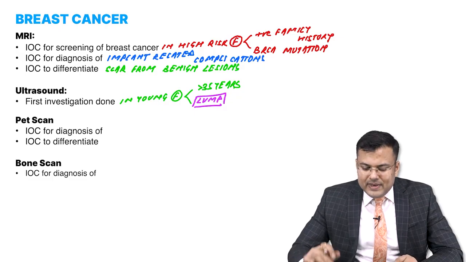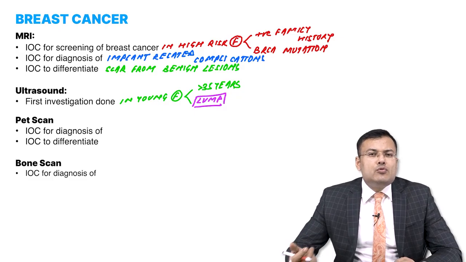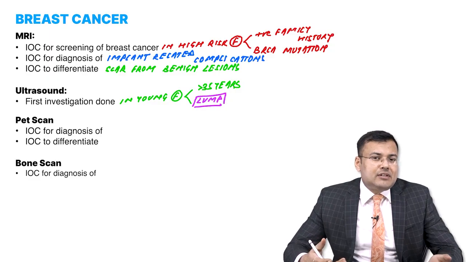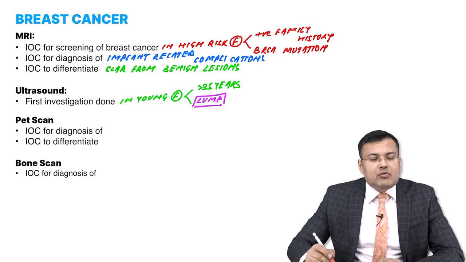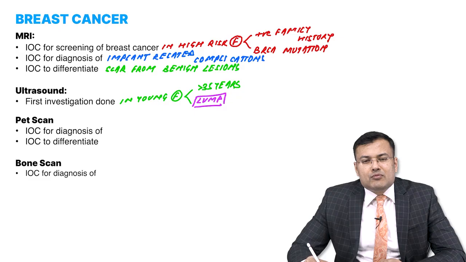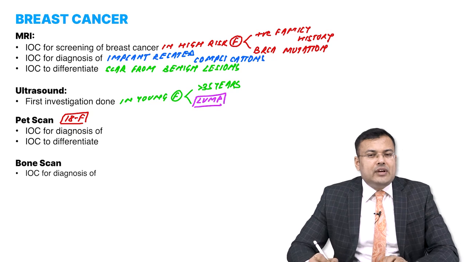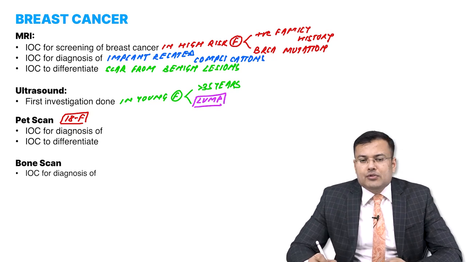Okay, next. PET scan. What's the role of PET scan? We use FDG PET, fluorodeoxyglucose. And this question was asked in one of the latest exams: what is the most commonly used radio tracer in FDG PET? That is 18F, 18 fluorine. So 18F is the radio tracer used, right?